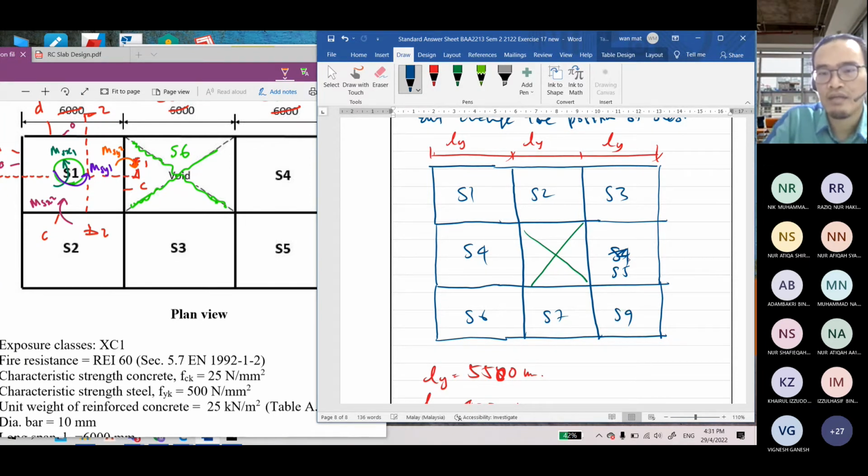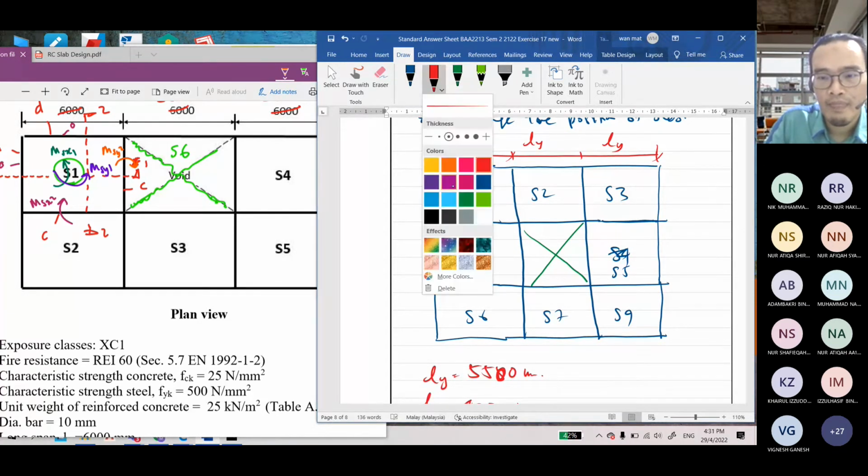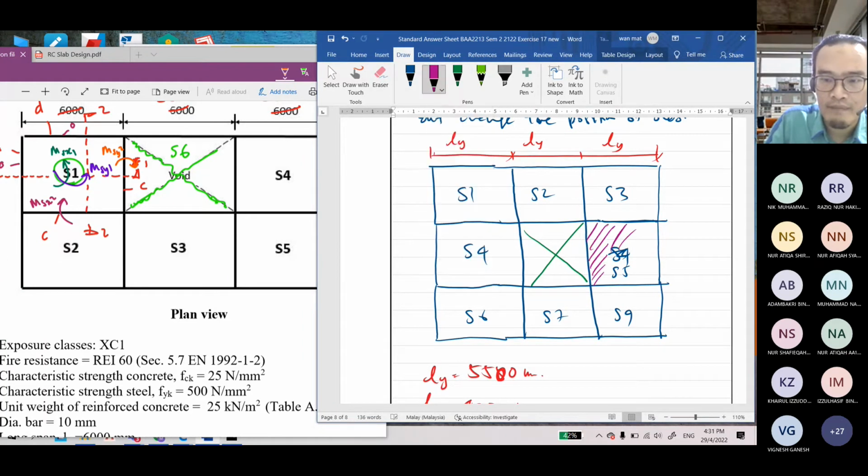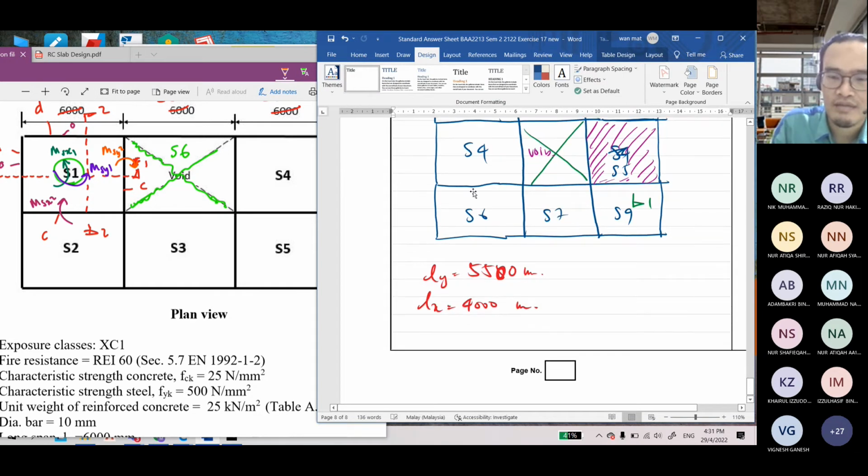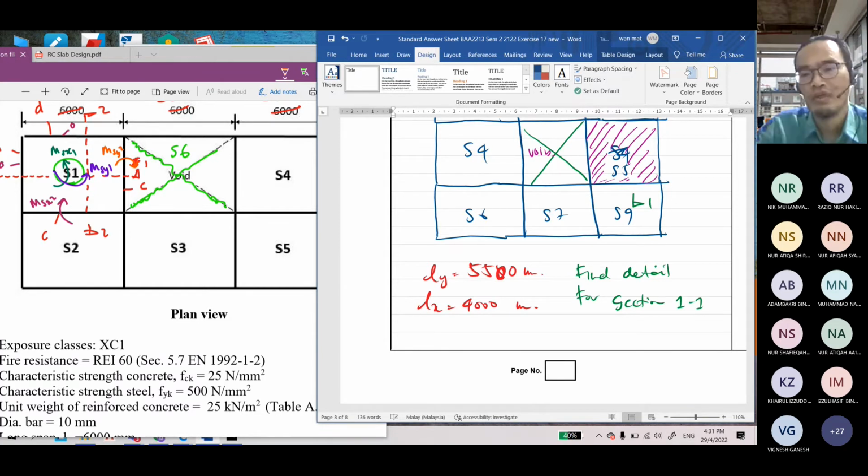So why not you try here lah. Okay, do this slab panel. Okay, and this one is void. Okay, you try to do the slab panel. Let's say the cross section is this one. Cross section 1, 1. Okay, you do for cross section 1, 1. Okay, set. Okay, find detail for section 1, 1. Okay, you buat yang itu.